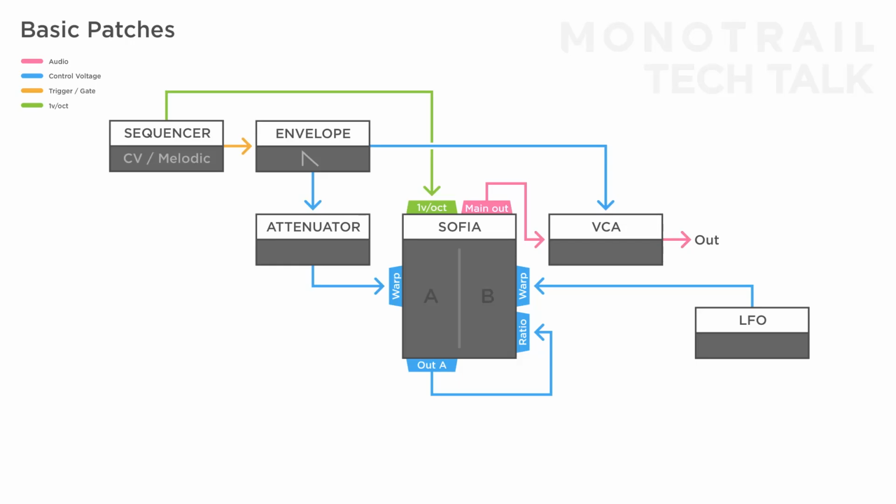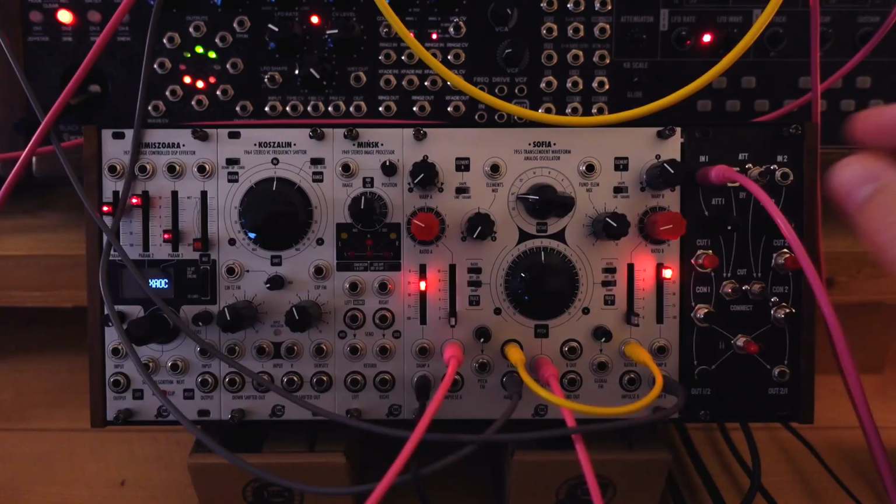Let's alter that patch a bit by adding a second envelope to the ratio of A. This second very short envelope can be used to bring out a very wet filter-like behavior, while element B is set up to add a more dry, modulated distortion to the sound.